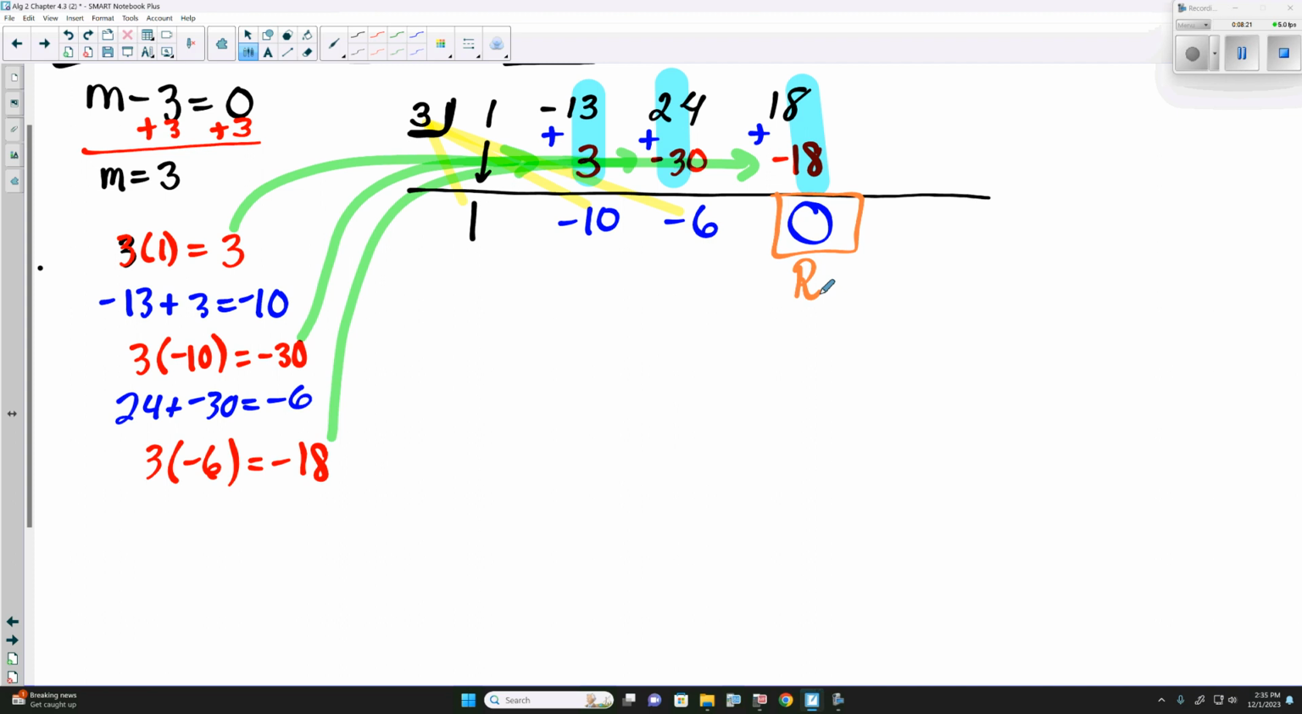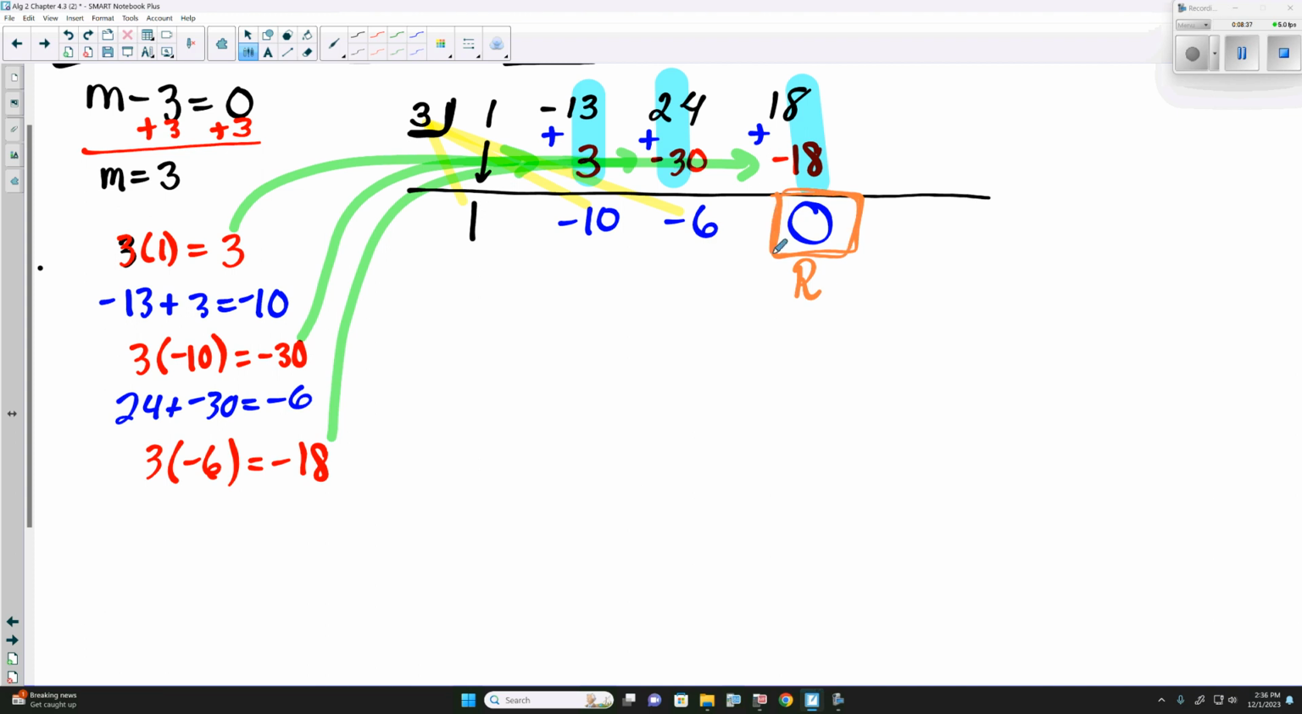Now this last one's the remainder. Our first step, one of the steps in getting it set up, is we took the variables out. We listed the numbers across the top. Now we're going to put them back. Now the last number is the remainder.